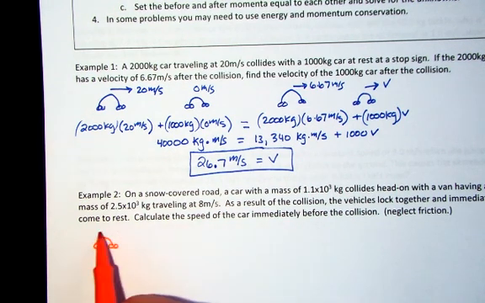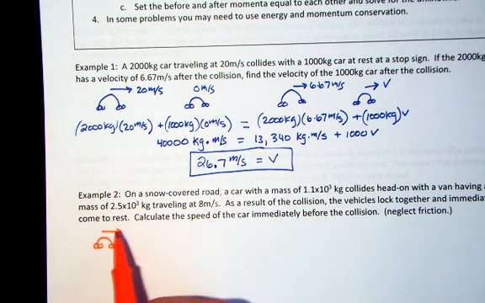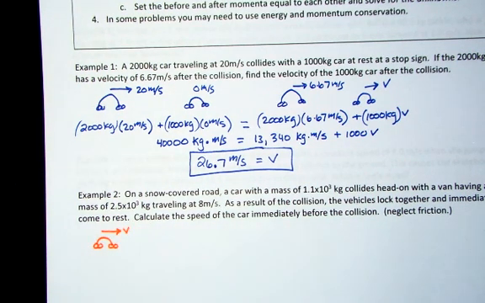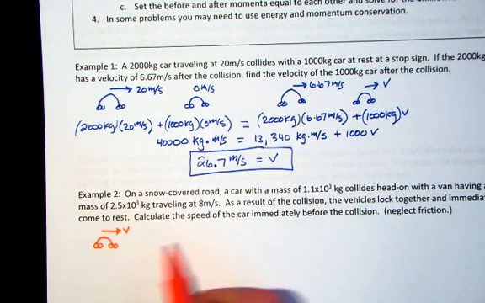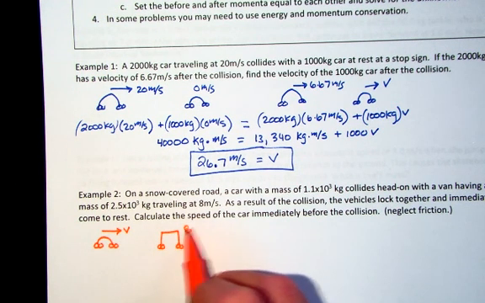And I'm going to say he's moving this way. And does it say how fast he was going? Nope. All right, so this is my V. I don't know that. The velocity of the car. And then I have a van. And I do know the speed of the van. The speed is 8 meters per second.